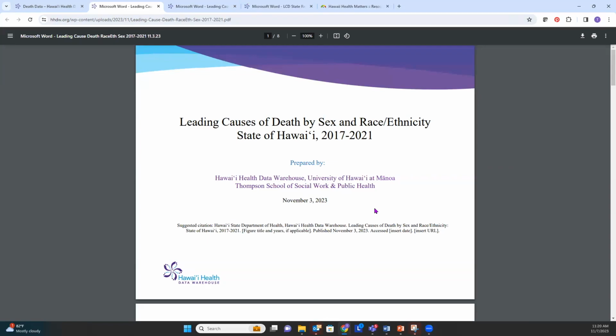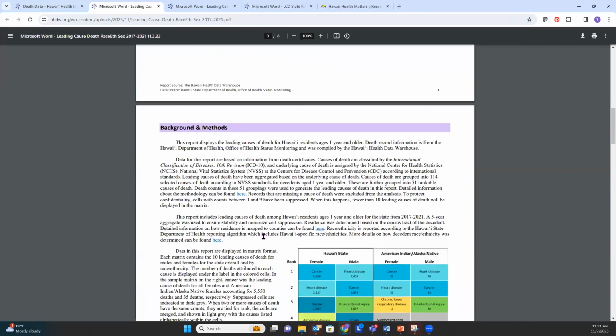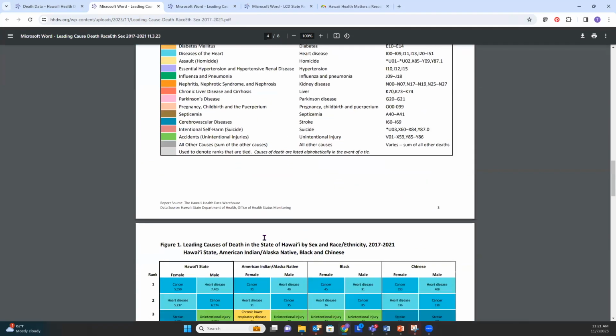And then the final report I was going to show you today is our leading causes of death by sex and race ethnicity. And again, we had to aggregate 5 years of data here to give you enough to be able to really look at and dig into. Suggested citation, background and methods, matrix.